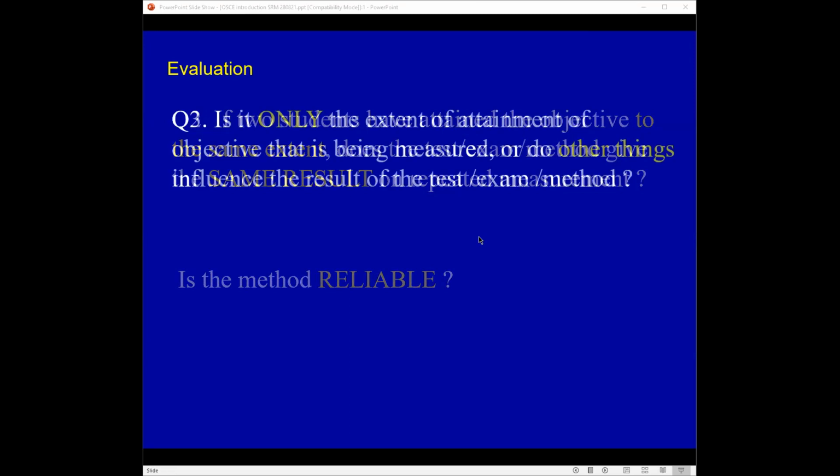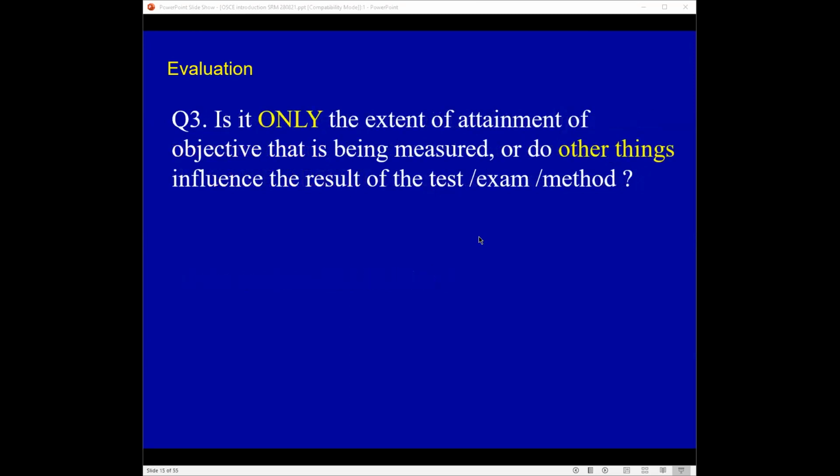And lastly, is it only the extent of attainment of this objective that is being measured, or do other things influence the result of the exam?